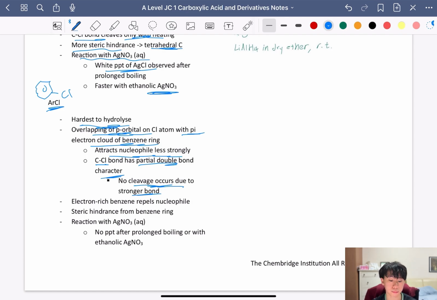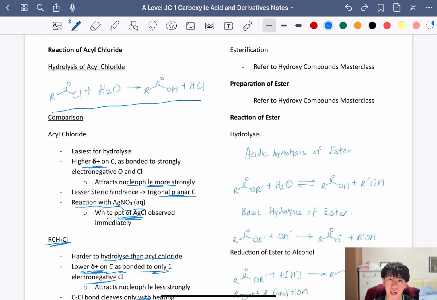It's pretty strong. Your electron-rich benzene is also going to repel the nucleophile, and there's also steric hindrance from the benzene ring. And the evidence is when you react with silver nitrate, there's really no PPT even after prolonged boiling, or if you use ethanolic AgNO3 as well. Your acyl chlorides can also undergo esterification when they react with alcohols. So do refer to my hydroxy compounds masterclass on that as well for a quick refresher.